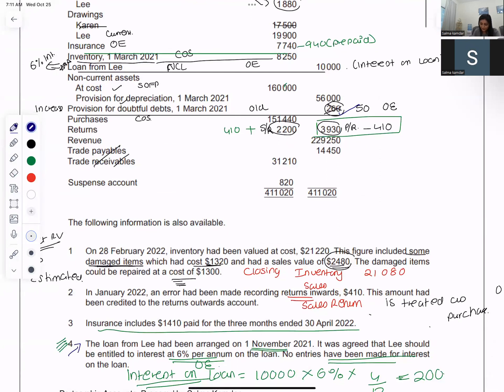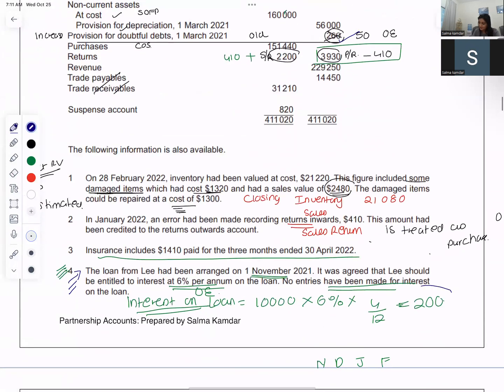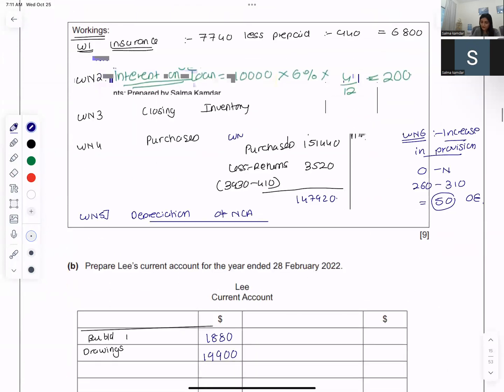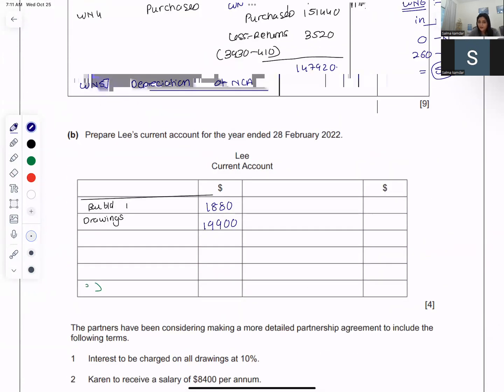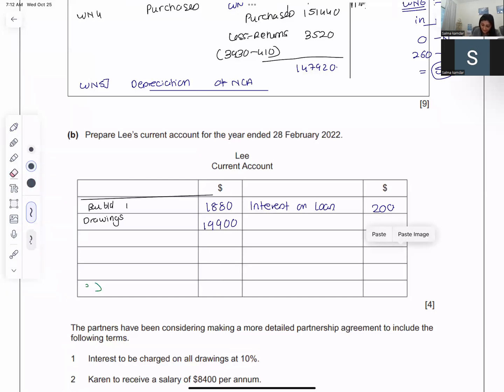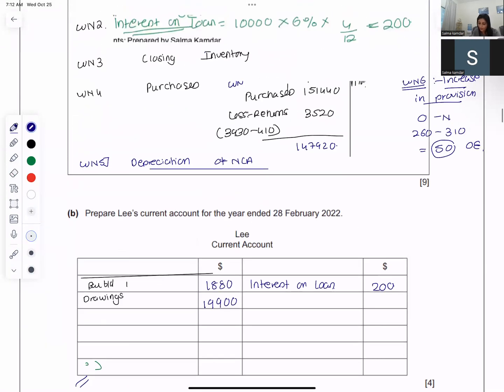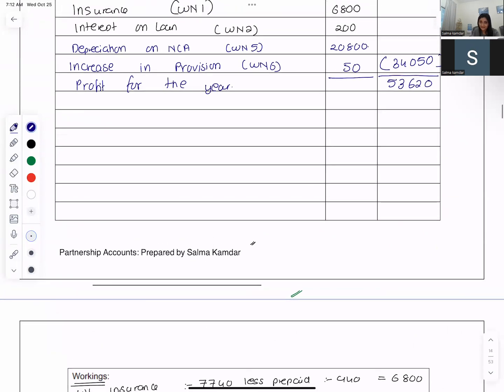So there is a loan from Lee and I had interest on loan. Where does interest on loan appear? Interest on loan would appear on the credit side of the partner's current account. So here I have interest on loan, which is 200. Now I have been asked to prepare Lee's current account, so whatever information I have on top, I will prepare the current account based on that.